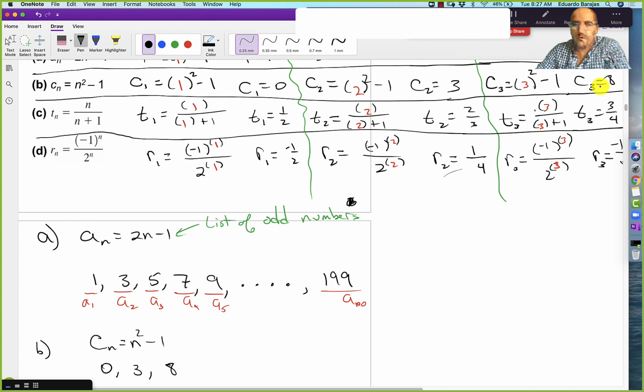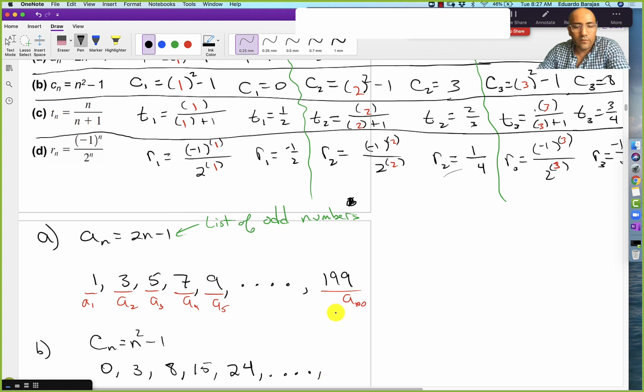Okay, the fourth one, that's going to come from putting a 4 in here. That's going to be 16 minus 1, which is 15. The fifth one will be 25 minus 1, which is 24. So here are the first 5 terms, 1, 2, 3, 4, 5. And they also want the 100th term.